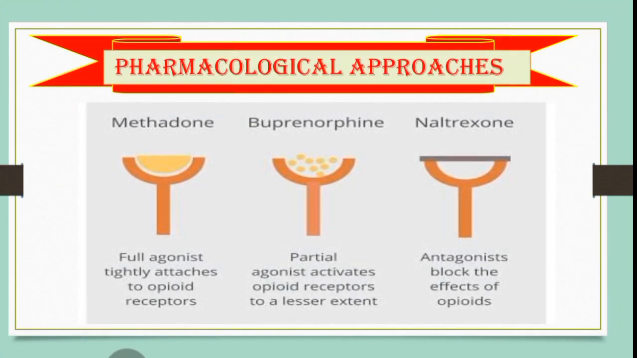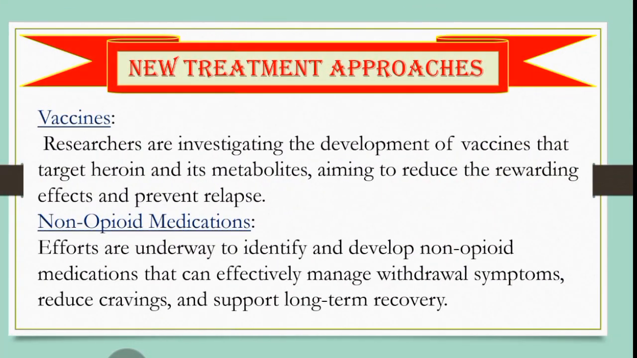This picture shows the comparison of two types of pharmacological approaches. First one is the methadone. It shows the full agonist tightly attaches to opioid receptors, and second one shows partial agonist activates opioid receptors to a lesser extent, and third one shows antagonists block the effect of opioids.